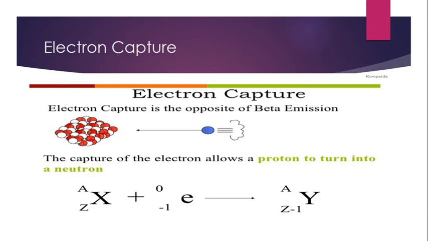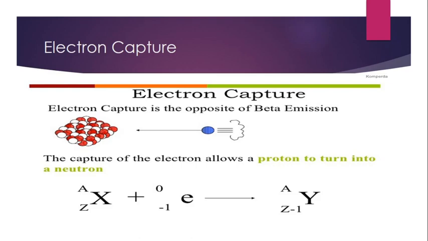So what happens to the K shell? There will be a vacancy of an electron in the K shell, isn't it? So that vacancy is filled by another electron from higher orbits. So that electron is coming from higher to lower. So they will emit radiations, and those radiations are known as X-rays.